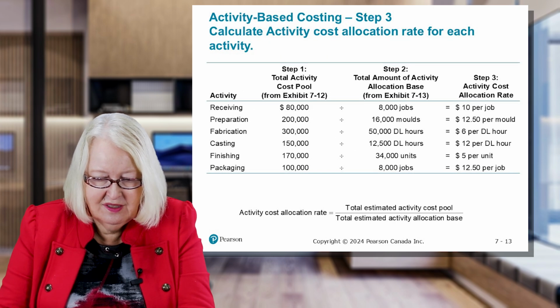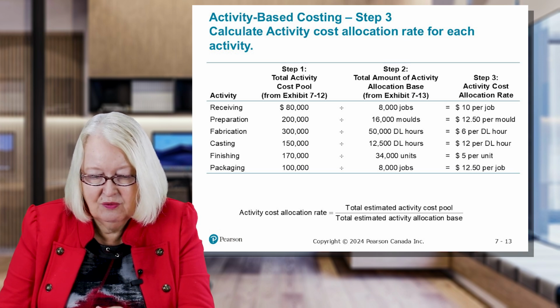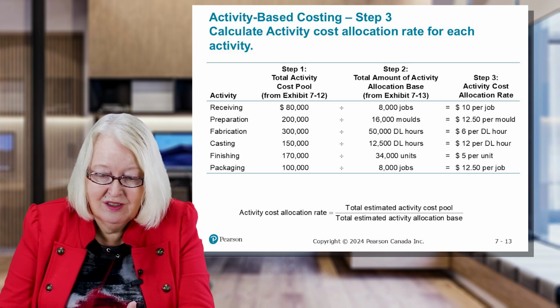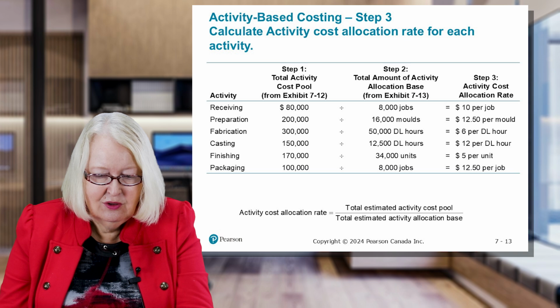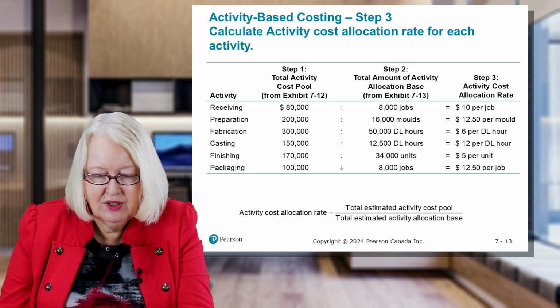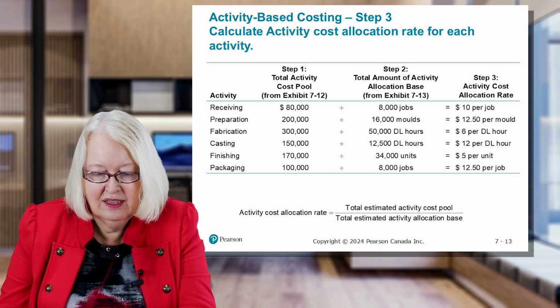So from the previous slide, you're given your cost for each of the 6 activities. Then you have an allocation base for each of these activities. So what's driving preparation, say, of molds? Well, what's driving that is the number of molds. It kind of makes sense when you think about it. Now that you have your total cost and the number of units for each of the allocation activities, you can calculate a rate.